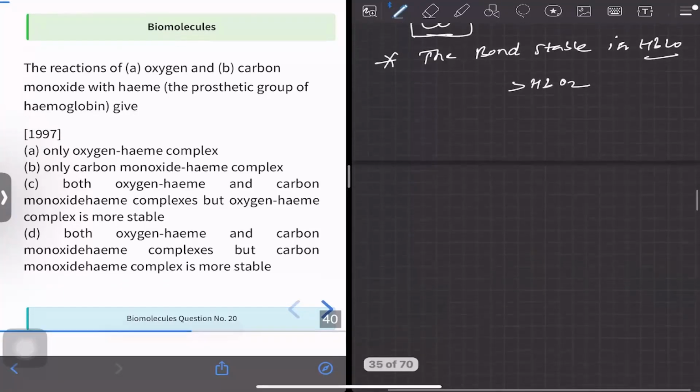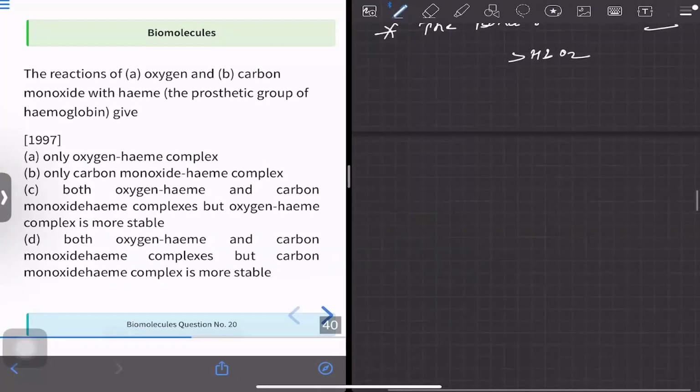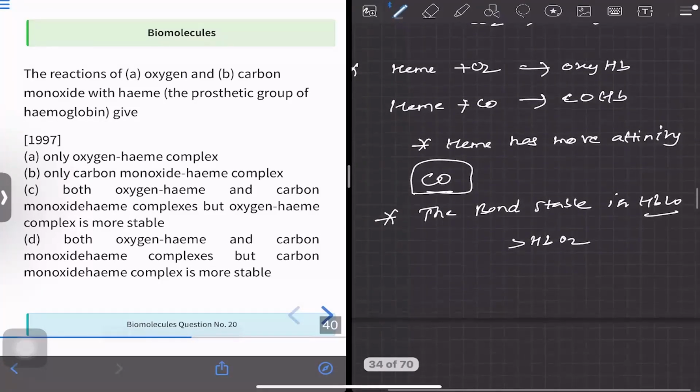So the option will be D. Both oxygen-heme and carbon monoxide-heme complexes form, but the carbon monoxide-heme complex is more stable because the affinity of carbon monoxide towards heme is more as compared to oxygen.